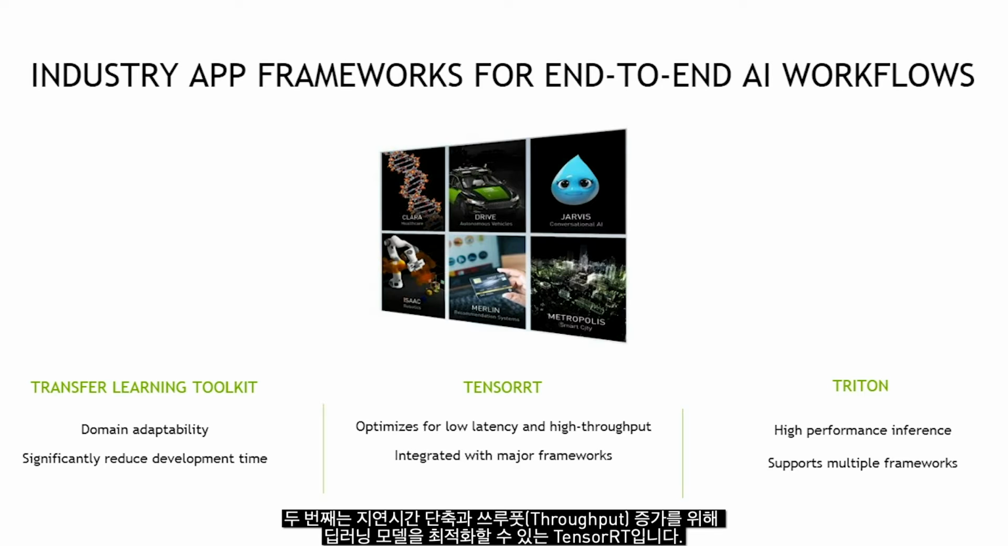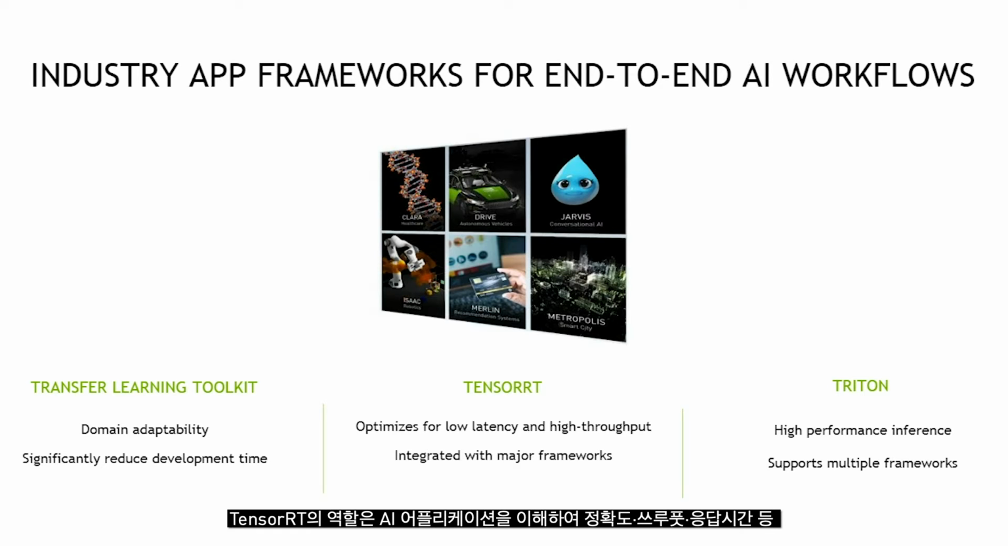The second piece I want to talk about is TensorRT, which essentially allows you to optimize your deep learning model for low latency and high throughput. And what it does is essentially understand your application, and it optimizes for a number of competing constraints, such as accuracy, throughput, response time, and really optimizes that application for that GPU itself.